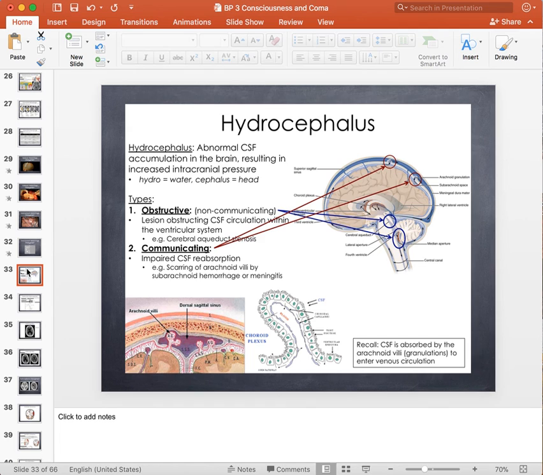This is compared with a communicating hydrocephalus in which all the channels are open, but the arachnoid villi that usually are responsible for absorbing that CSF back into the venous circulation get scarred up, usually from a prior subarachnoid hemorrhage or meningitis. Yep. So there's scarring of those arachnoid villi. They're no longer able to absorb CSF through them and into the blood. Mm-hmm. So in that type of hydrocephalus, you get enlargement of all the ventricles.